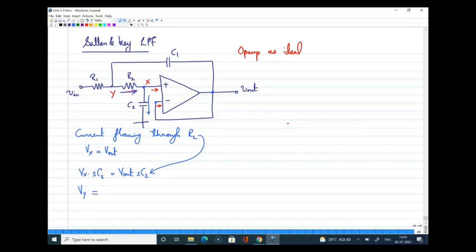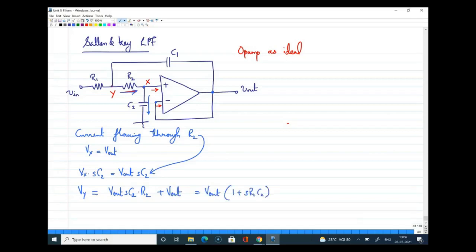Vy is basically the voltage from this node to X and from X to ground. So the voltage Vy can be written as the drop across R2 plus V out. How to write the drop across R2? The current flowing through R2 is V out into S into C2, multiplied by R2. So the drop across R2 is available. Plus, if I add V out, that is equal to Vy, or I can write it as V out into 1 plus SR2C2.